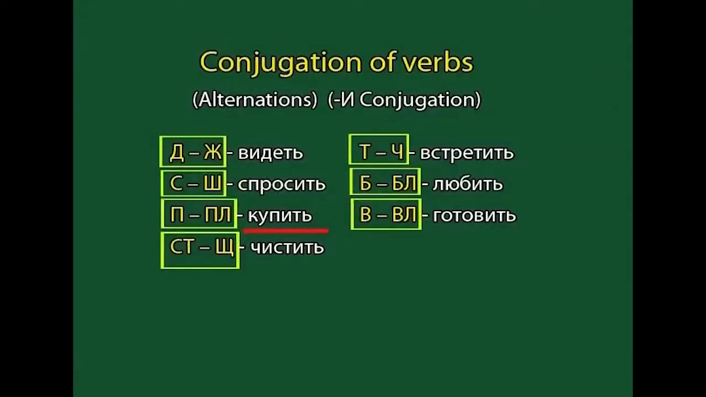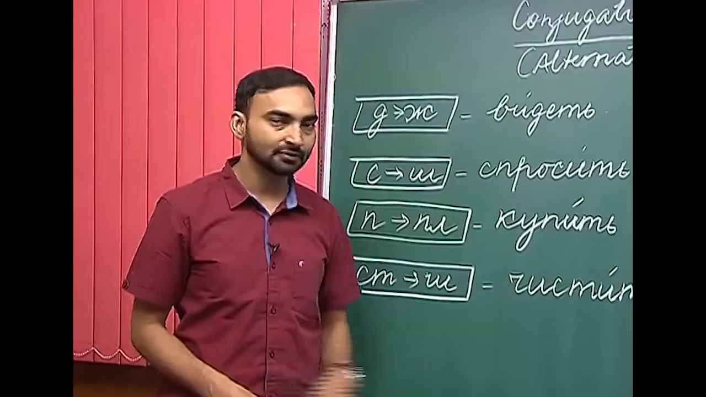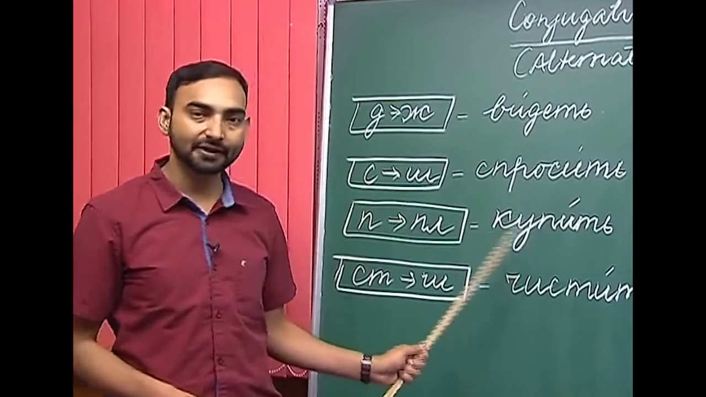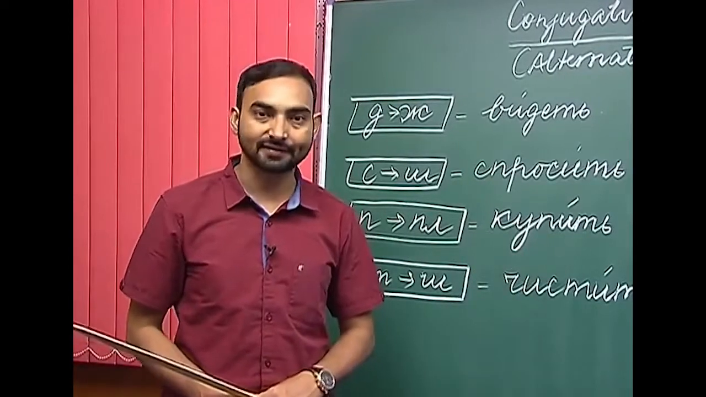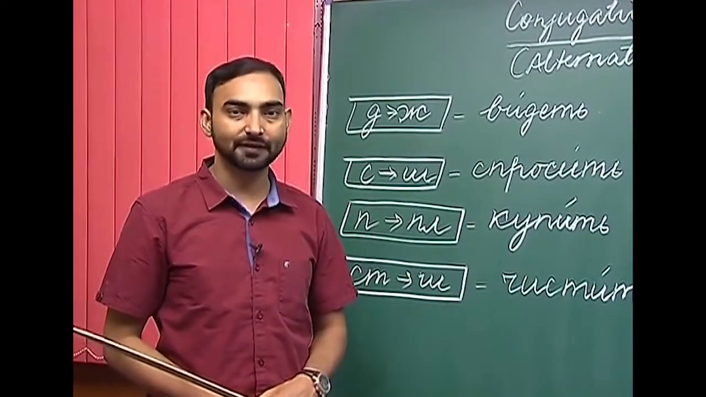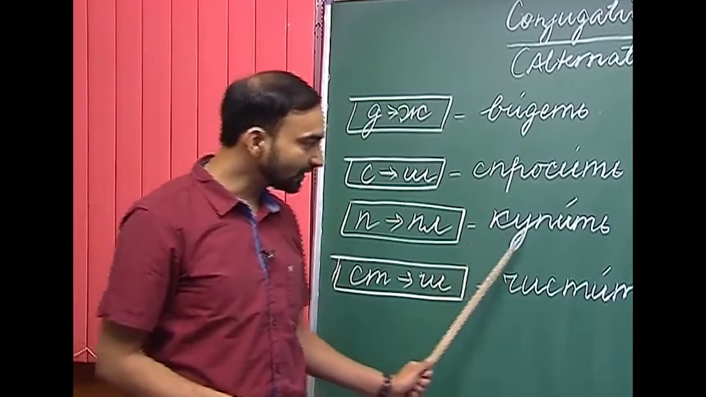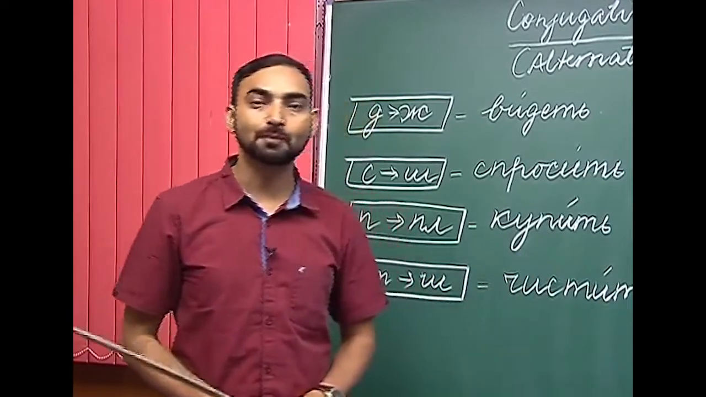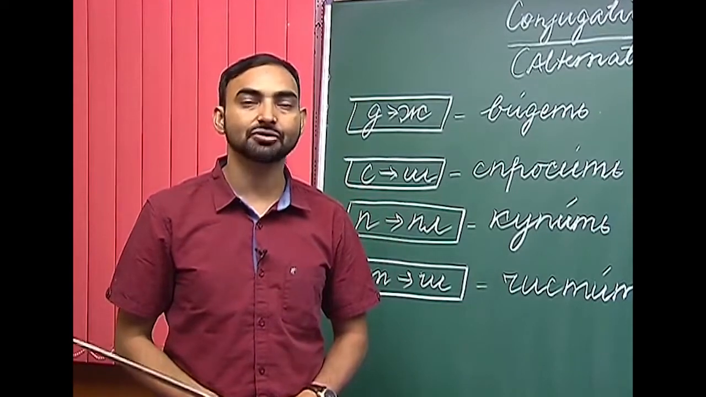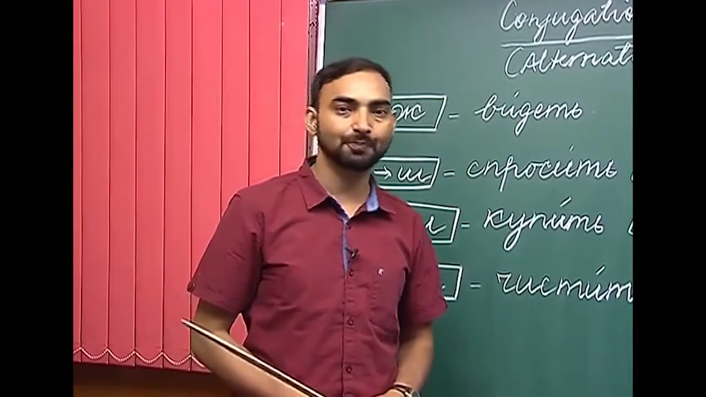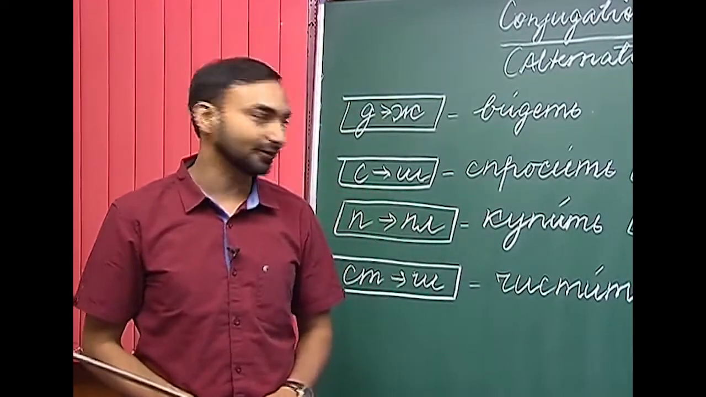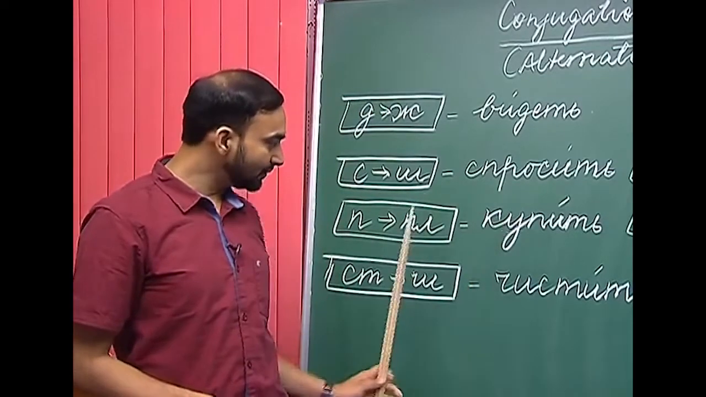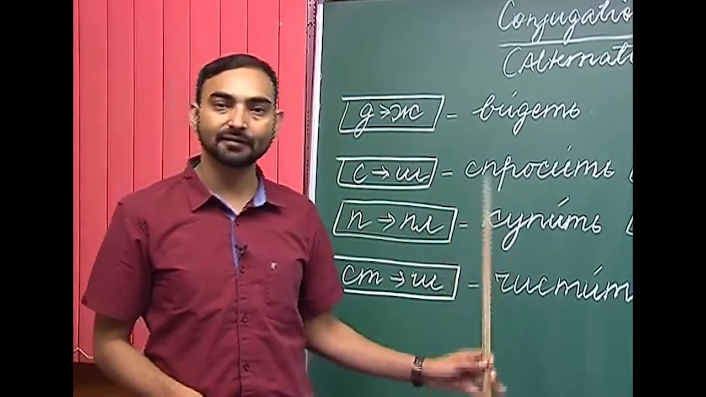Next is p changes to p and l in the first person singular number. For example, the verb kupit. Kupit is the perfective aspect of pakupat, which means to buy or to purchase. How do you conjugate kupit? Ya kupliu, ti kupish, onana kupit, mi kupim, vi kupice, ani kupyat. So, again we are using this alternation in the first person singular number.